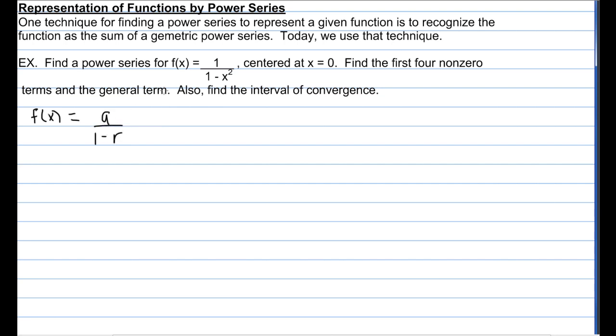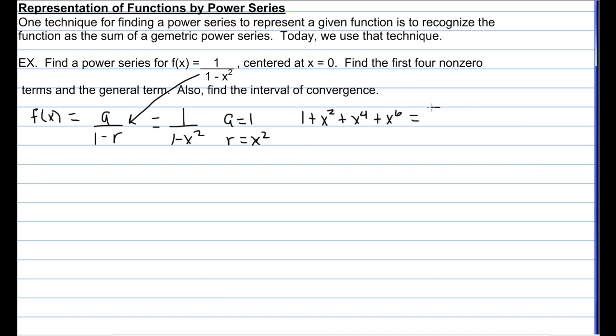We want our function to look like this, and we're very close to having that, because ours looks like 1 over 1 minus x squared, so a equals 1, and r is x squared. So our first four non-zero terms are 1, and then 1 times x squared is x squared, and then times x squared is x to the fourth, and our fourth one times x squared is x to the sixth.